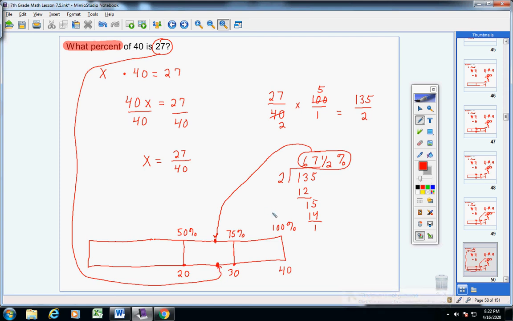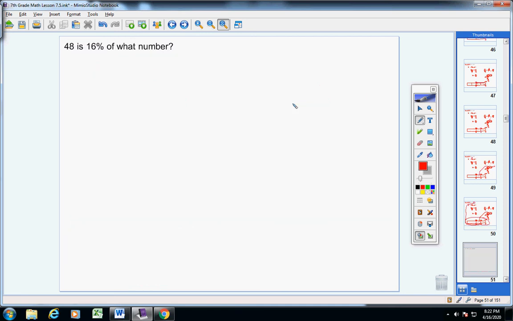Now again, if this confuses you, then don't worry about it. I think it's good for students to see a practical visual illustration as to what we're doing. Okay, let's try another one. Copy that down, please.